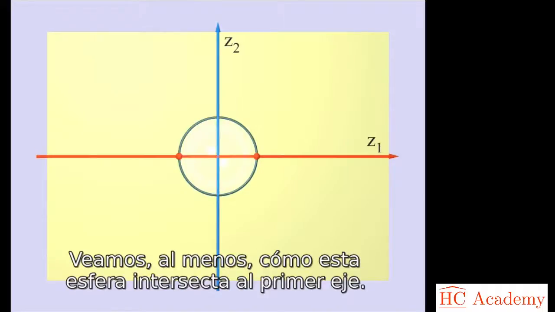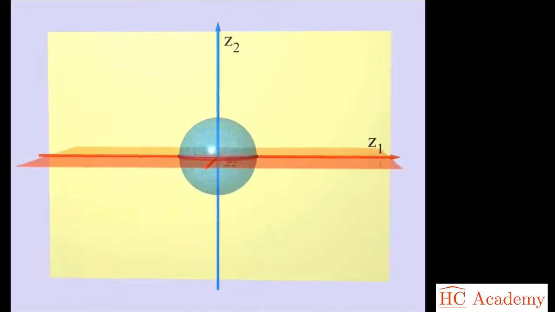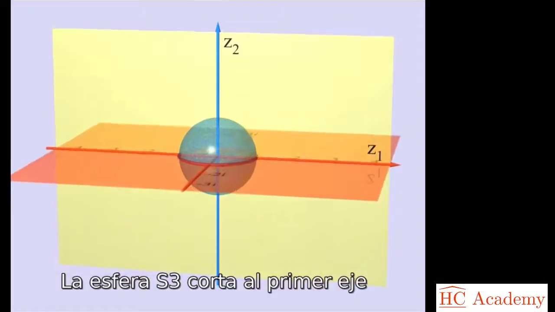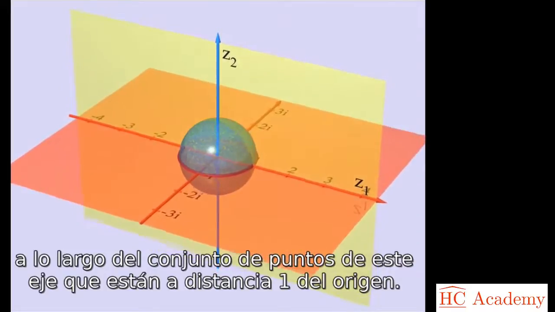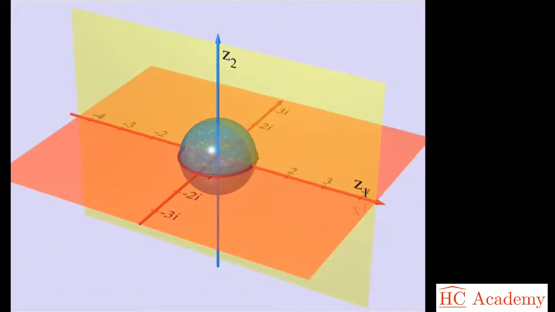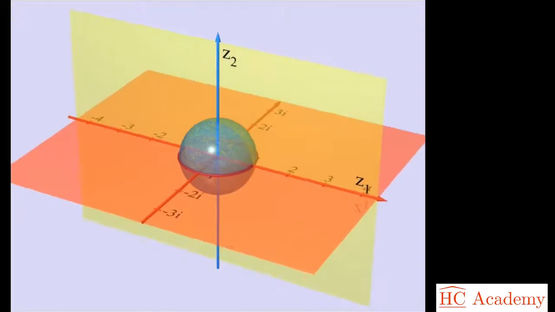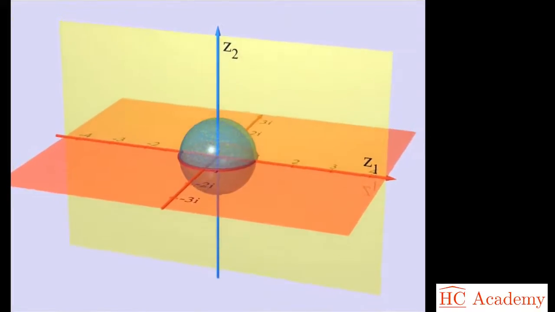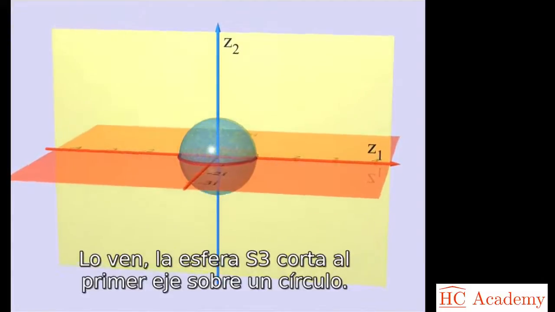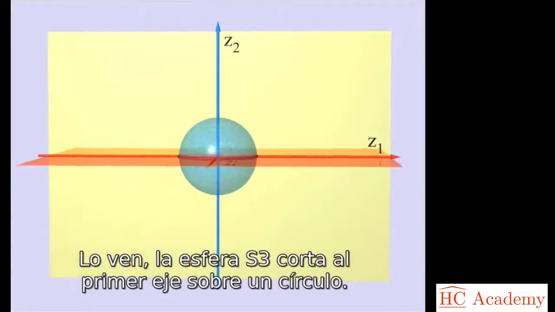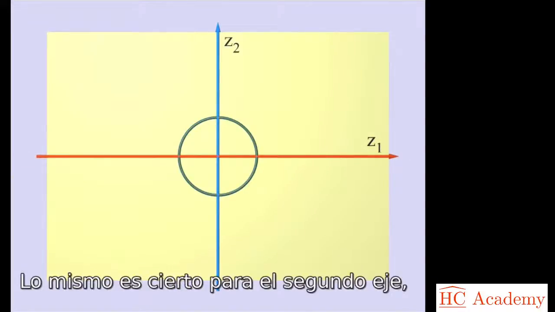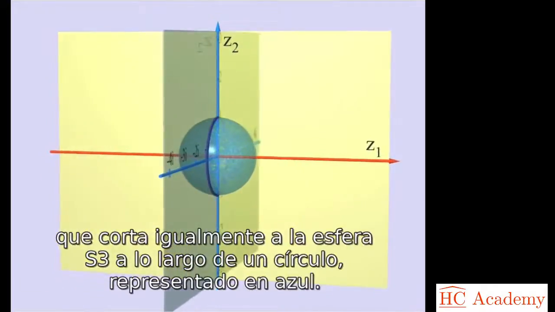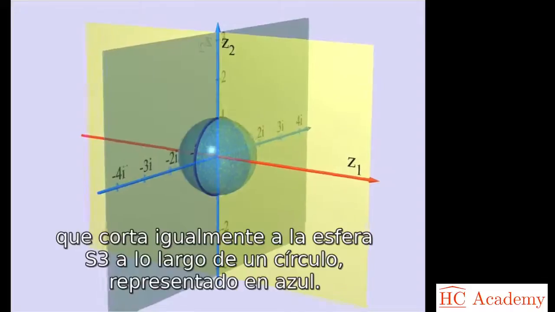Let's try to see at least how this sphere intersects the first axis. The three-sphere intersects the first axis in a set of points on this axis which are at distance 1 from the origin. You see, the three-sphere intersects the first axis in a circle. The same is true for the second axis, which intersects the three-sphere in a circle as well, the blue circle.